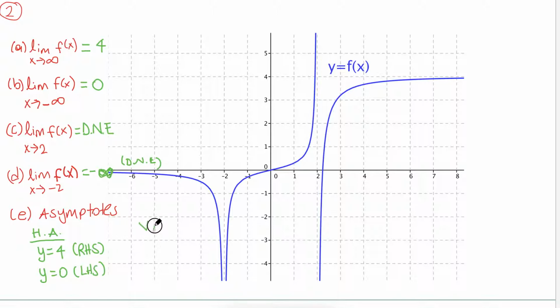Let's take a look at vertical asymptotes. We see that y values are approaching negative infinity as we approach negative 2. So we have a vertical asymptote at negative 2. And also we have a vertical asymptote at 2 because the limit on the left is positive infinity and the limit on the right is negative infinity. So we have another vertical asymptote here.